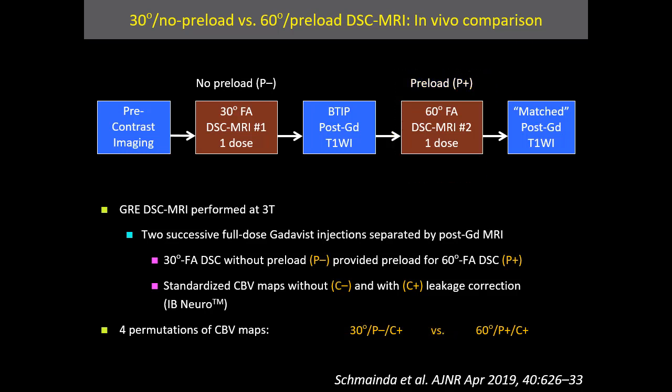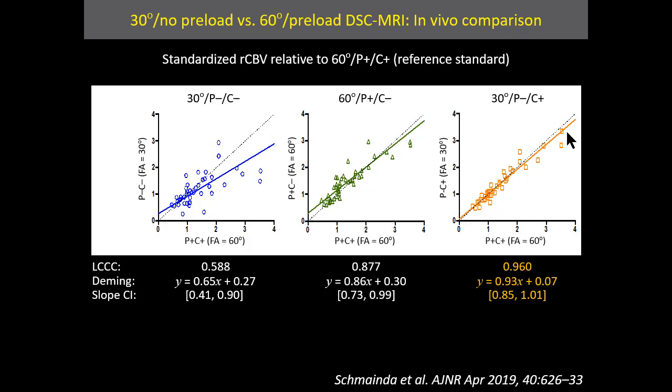We're primarily interested in comparing the performance of the low flip angle, no preload acquisition to the intermediate flip angle acquisition with preload. What we found is excellent agreement between the no preload 30-degree acquisition scheme and the preload intermediate flip angle acquisition scheme according to Lin's concordance correlation. And we also found that there was still substantial added value of leakage correction even in the low flip angle, no preload scheme, which putatively has lower T1 sensitivity.